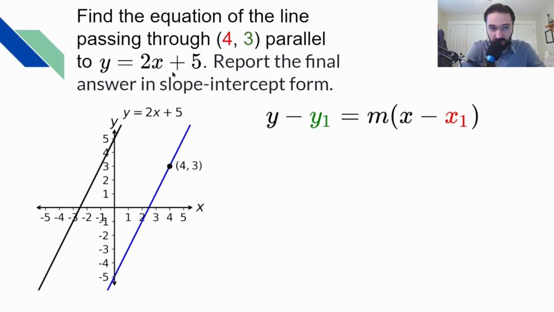Remember, we can just look at this black equation and say right off the bat that the slope is 2, because that's the number in the m slot next to x. That means that the slope of our blue line is going to be 2 as well. So we know the slope and we know a point on the line, so let's reach for point slope form. The slope is 2, so we have m equals 2, and the point on the line, x1, y1, is 4, 3.